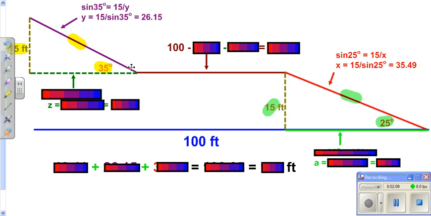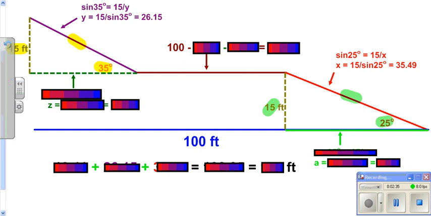So we have the two angled pieces. But you notice here in the middle, to figure out this horizontal piece right here, there's no right triangle. We know the total distance across is 100 feet. So what we really need to do is figure out, well, what is this piece right here? What is this piece right here? If we know those two pieces, we can then figure out the middle piece.